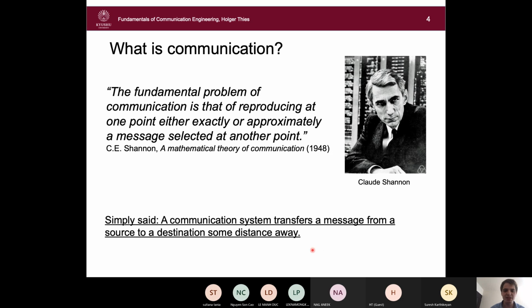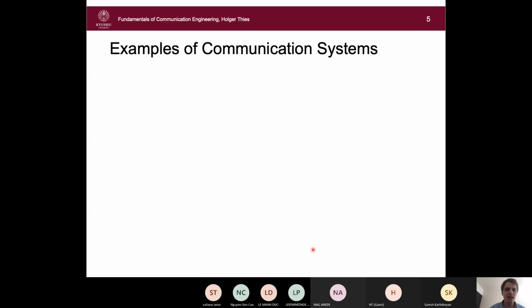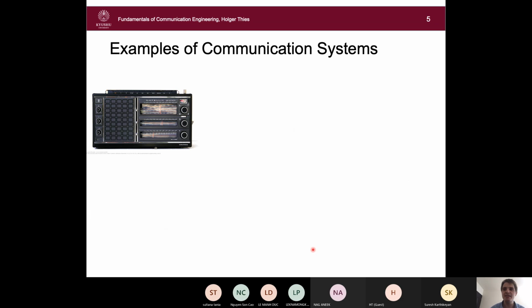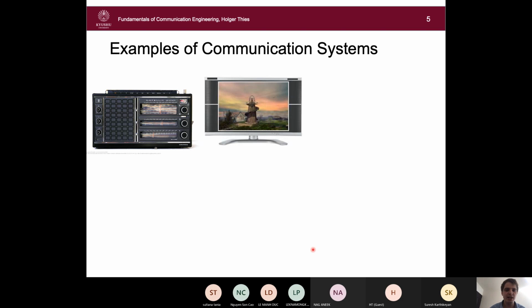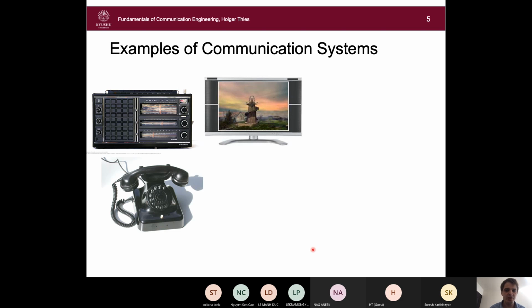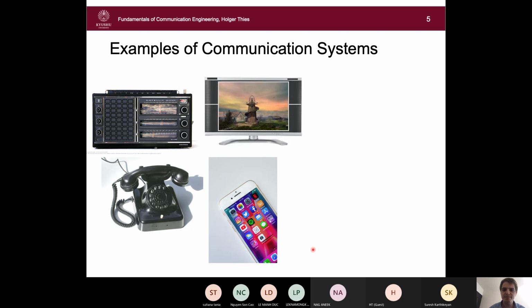So let's look at some examples which this definition could fit, some simple examples that you all should know. A radio is, for example, a communication system which transfers voice messages from the source to the destination. Then we have a TV which transfers sound and picture. A telephone also transfers voice. Then of course a cell phone.